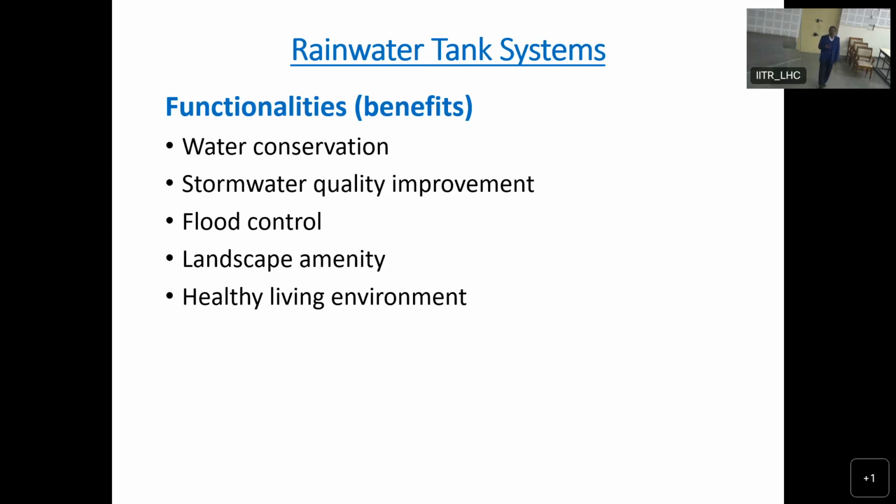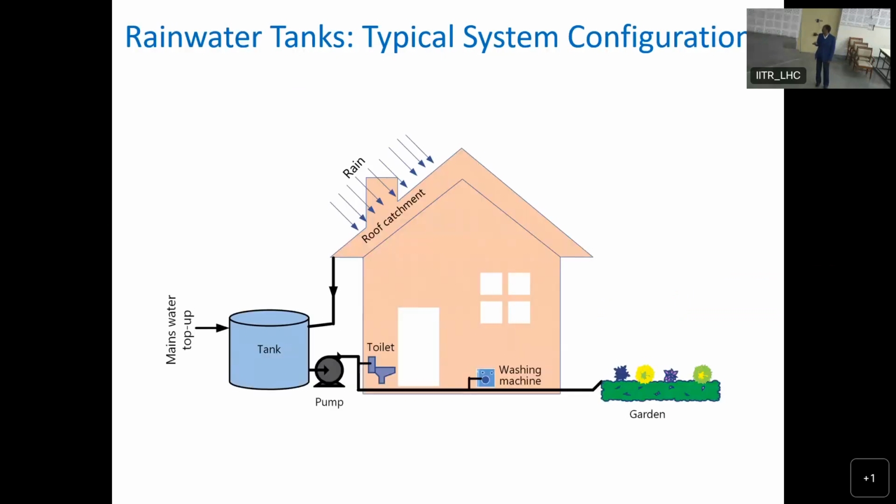Living is from that, how we are being, the health point of view, that is also a main point. And after that, the schematic layout of the rainwater tank system.